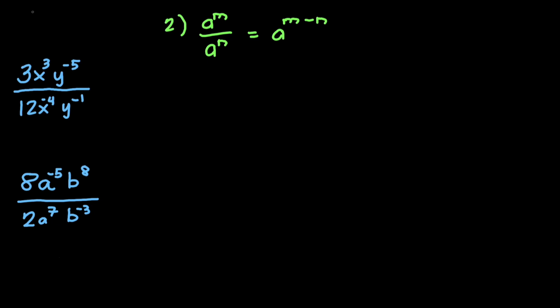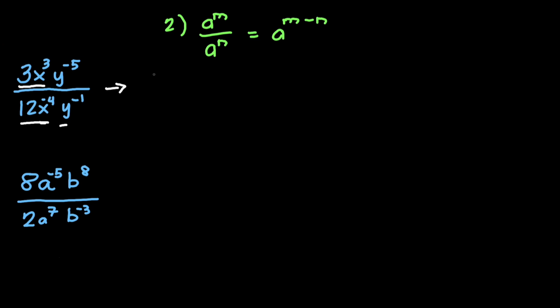Let's try these examples. 3x raised to the power of 3, y raised to the power of negative 5 over 12x raised to the power of negative 4 multiplied by y raised to the power of negative 1. First of all, if you see two variables together, just focus on one. First, we're going to focus on these x values first because they are the same.